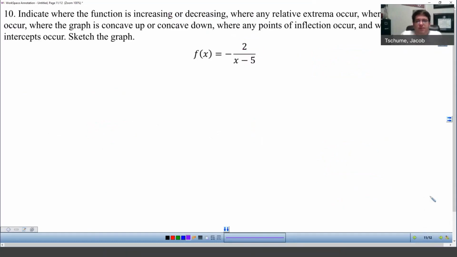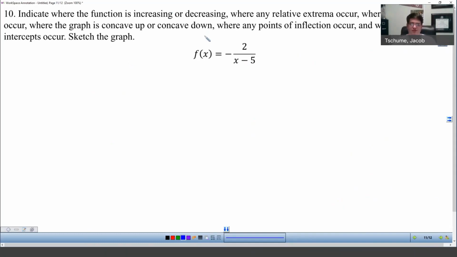All right, so I mentioned at the beginning of this video that there was only one graphing problem that you have to do, and this is it. So we're going to kind of combine everything we've learned from the last few sections into one big problem. So number 10 says, indicate where the function is increasing or decreasing. Do you have any relative extrema? Do you have any asymptotes? Where is the graph concave up or down? Do you have any inflection points? And then also, can you find any intercepts? When you're done, sketch the graph based on what you find.